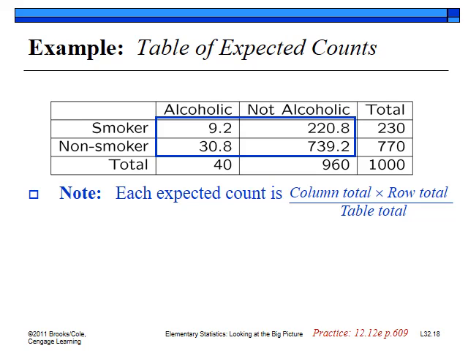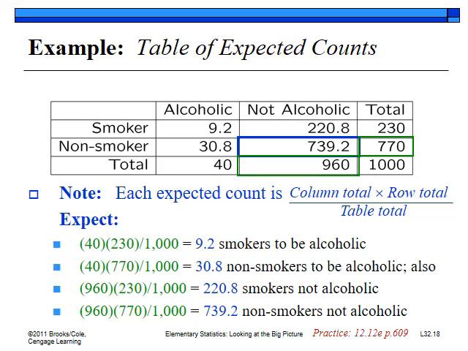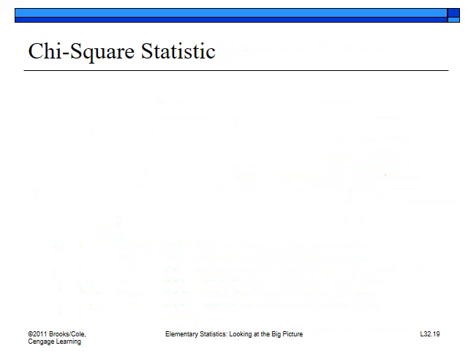Remember that we can compute these quickly and easily by looking at each cell and multiplying the sum of the numbers in the row times the sum of the numbers in that column divided by the total of the totals. So we take the row total times the column total and divide by the total total. That gives us all the numbers that we want. So once we have the expected counts, we're ready to compute our statistic.